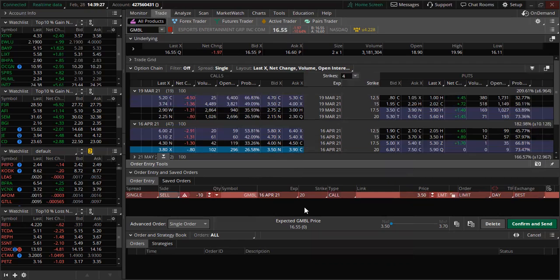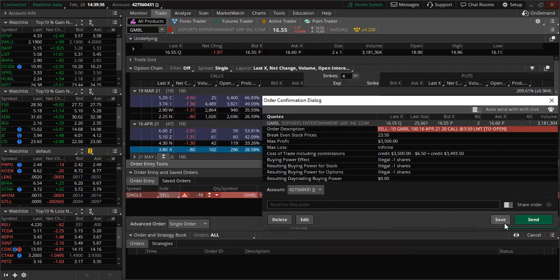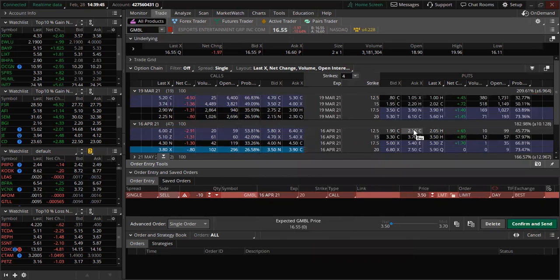You'll say sell the 10 shares of Gamble. You'll hit send and confirm, and it will go ahead and give you the list of how much money you'll be getting back if you sell at that time. Right there, cost of trades, including commission, it will show you how much you're crediting back to your account. Oh man, I got my homework cut out for me.